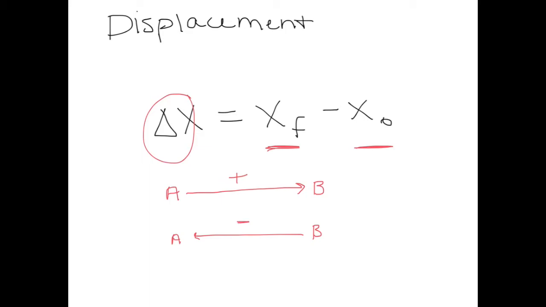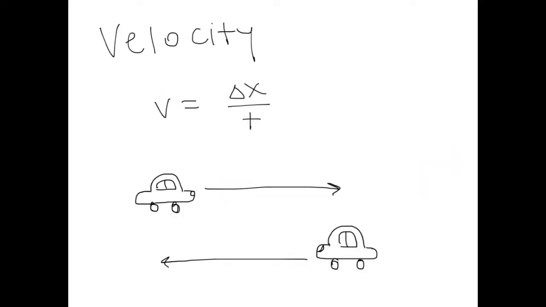Displacement can also be different from the total distance traveled. For instance, if an object takes a more circuitous path from point A to point B, like this, we still measure its displacement as the shortest distance between point A, its initial position, and point B, its final position. So that's displacement.